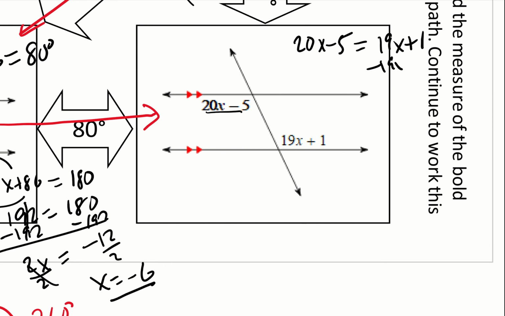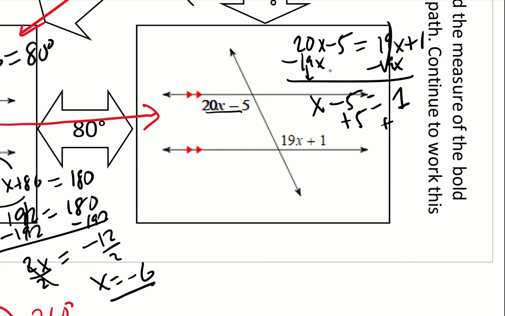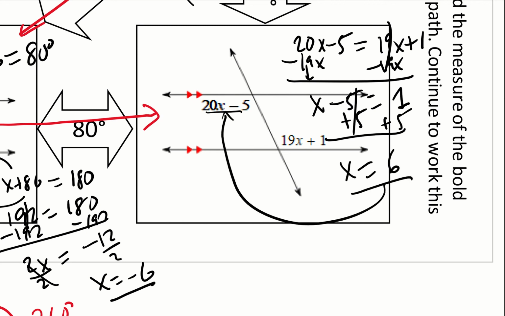Go ahead and subtract 19x on both sides. I want x to be positive, so this will be positive 1x minus 5 equals 1. And x has to be 6 because 6 minus 5 equals 1. Go ahead and show the algebra for that. So x is 6, plug that in to the bold. So we get 20 times 6 minus 5, which is 115.